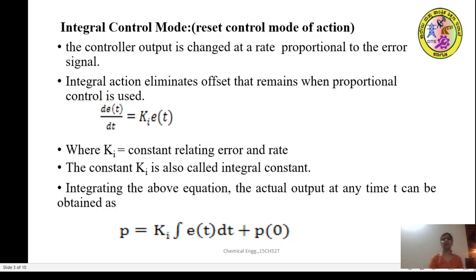So it is always being dealt with a time. So the error, de/dt, is equal to Ki into e(t), where Ki is a constant relating error and the rate. The constant Ki is also called as integral constant. So integrating the above equation, the actual output at any time t can be obtained for the integral control mode of action will be Ki into the integral of e(t) dt plus p(0).